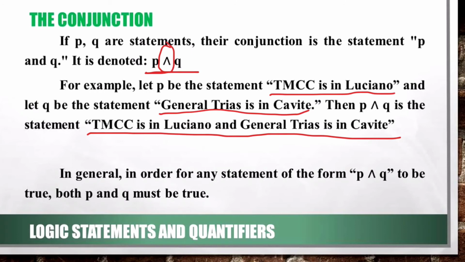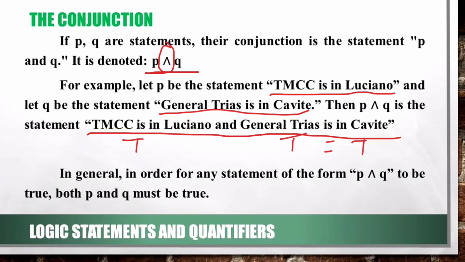So, in general, in order for any statement of the form P and Q to be true, both P and Q must be true. So, in our example, TMCC, yes, it is in Luciano, and General Trias is in Cavite. Therefore, if you combine two statements that are true, the answer would be true. Okay? Yung pinaka-final niyan ng statement niyan. Therefore, that statement or compound statement is true.